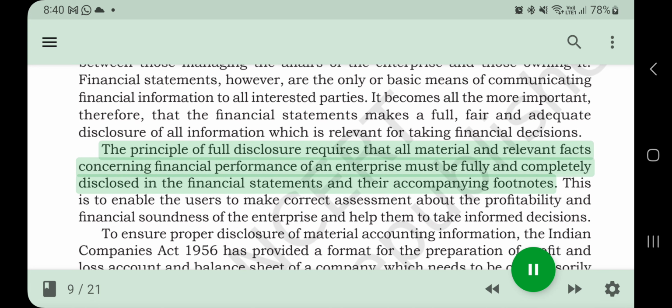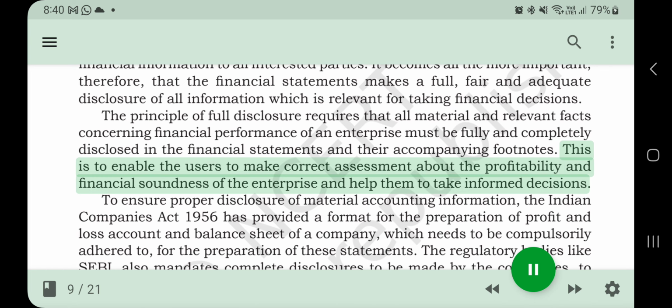The principle of full disclosure requires that all material and relevant facts concerning financial performance of an enterprise must be fully and completely disclosed in the financial statements and their accompanying footnotes. This is to enable the users to make correct assessment about the profitability and financial soundness of the enterprise and help them to take informed decisions.